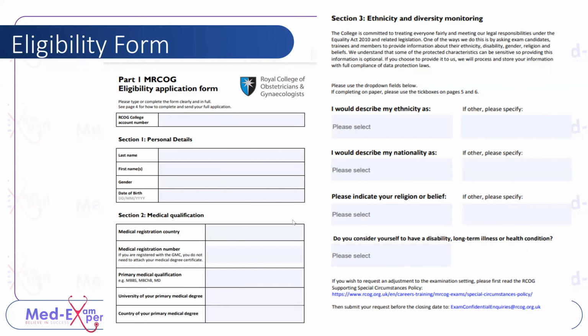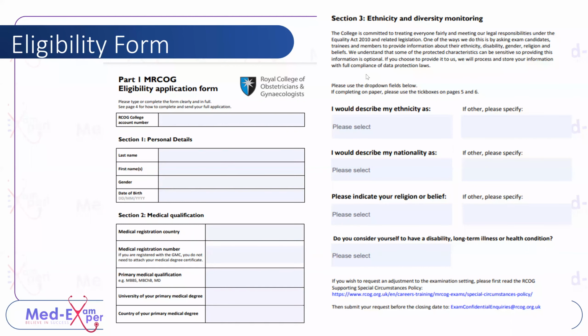Right. Okay. So after that, you have to give your primary medical qualification. What is the university of your primary medical degree? So where you have finished your MBBS, that primary university, because sometimes our MBBS and MS or DNB or MD is not from the same college. So university of your primary medical degree, and the country, which country you have passed out from.